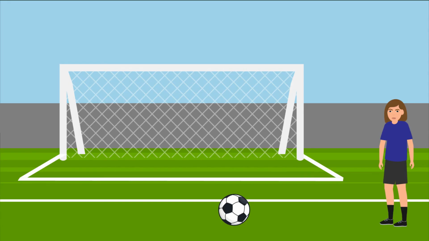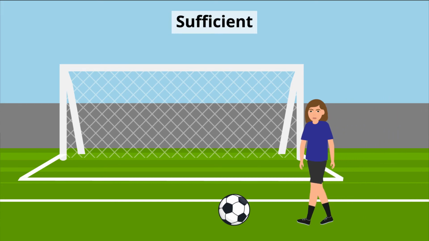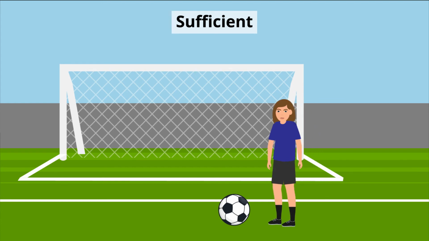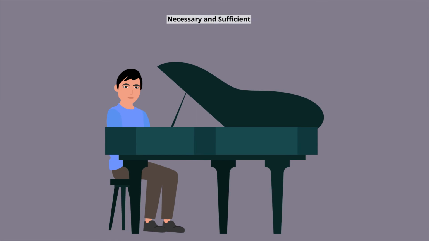Now let's consider a sufficient condition. Kicking a soccer ball into the net is sufficient for scoring a goal, since a goal is defined by the ball crossing the goal line and going into the net via a legal touch. By that definition, the necessary condition for scoring a goal is that the ball crosses the goal line. Kicking the ball into the net is not necessary for scoring a goal, though, because you could also use your head to score.